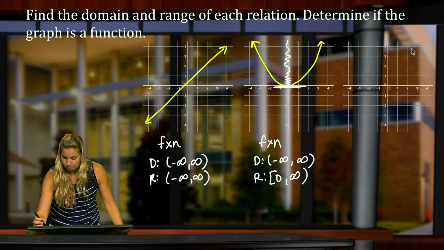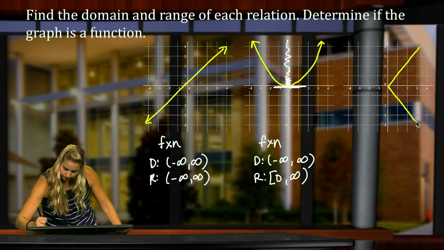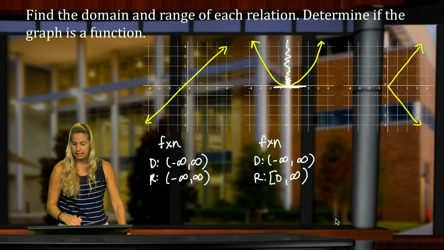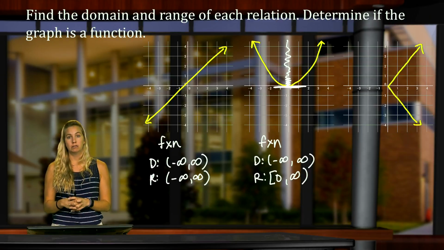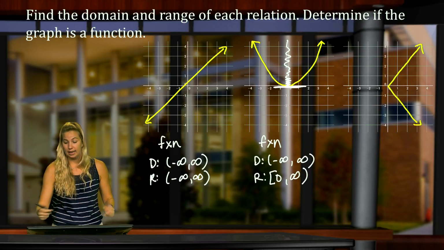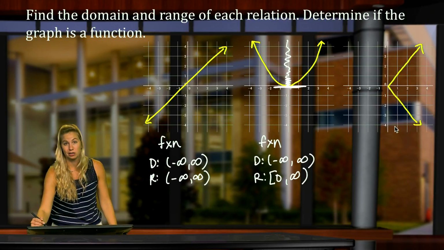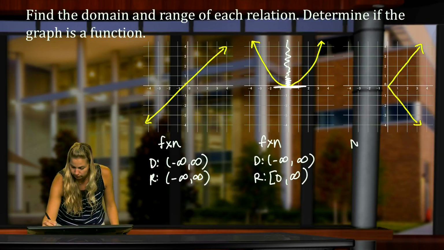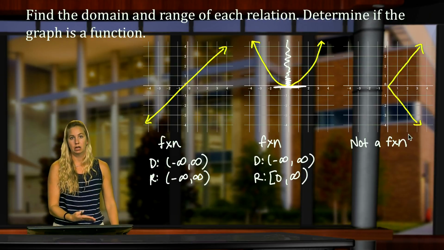Our last example, let's look at a graph that looks like this. So these are just real quick sketches to give us an idea. First, let's identify whether or not this is a function. If I consider the vertical line test, I can clearly see that this vertical line that I'm making with my cursor is going to intersect the graph twice, which means that it is not a function. Just because it's not a function doesn't mean that it has a domain and range, though.